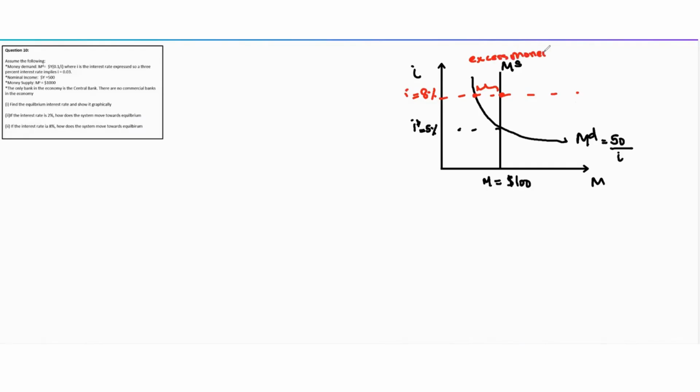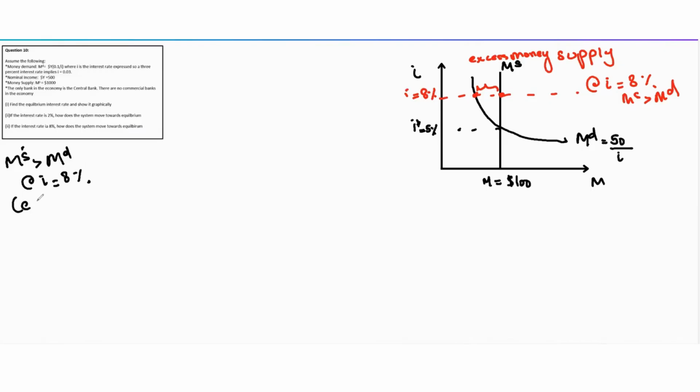Because at this interest rate, we can see the money supply represented by this is greater than money demand over here. So this is excess money supply. So at I equal to 8%, MS is greater than MD. This is the whole idea over here. Like we saw, we have excess money supply, which means there's excess money with money holders.